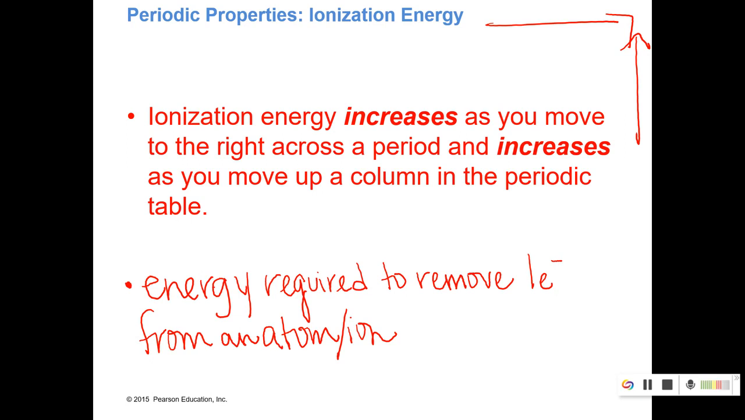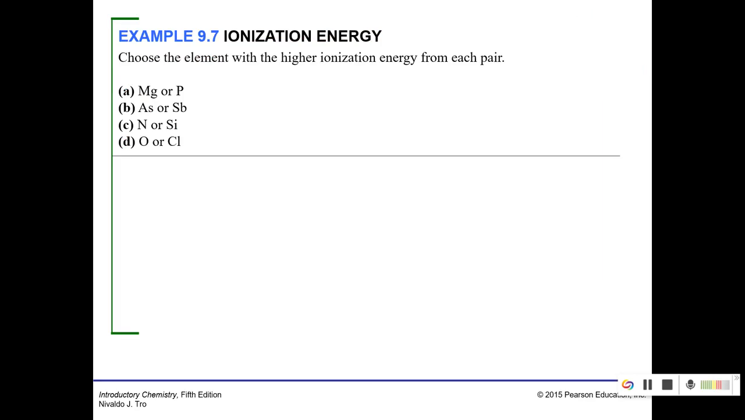Something like francium, though, or any of the alkali metals, they want to lose an electron because they're alkali metals and they have a +1 charge. So because of that, they have very low ionization energies because they do want to lose it, so it's easy to pull it off. It is the energy required to pull it off. The more energy it takes, the higher the ionization energy.